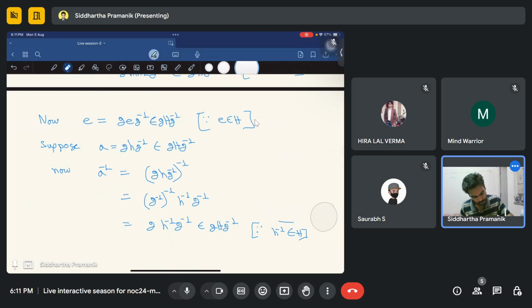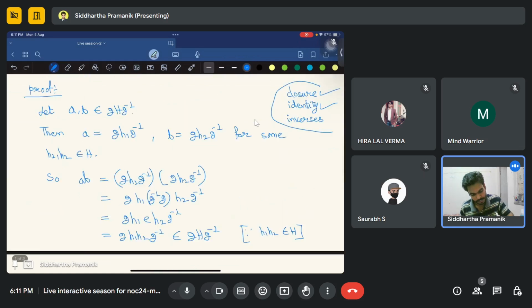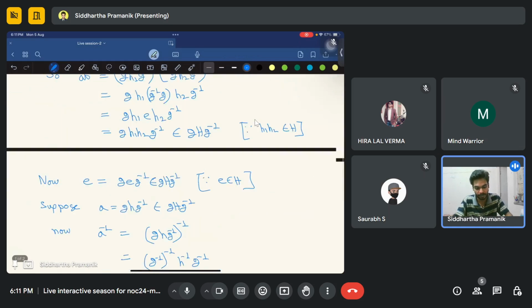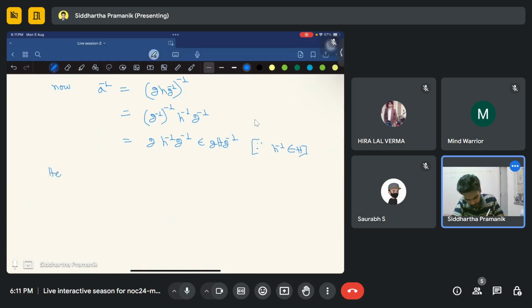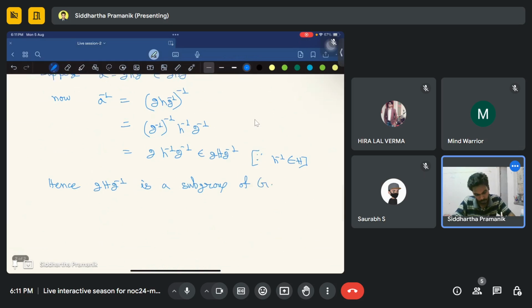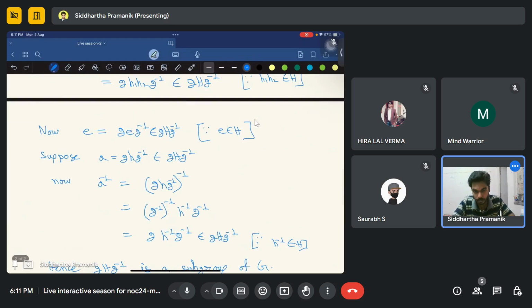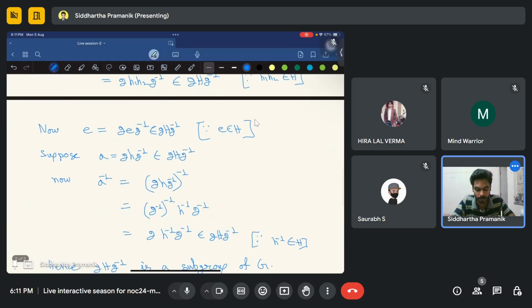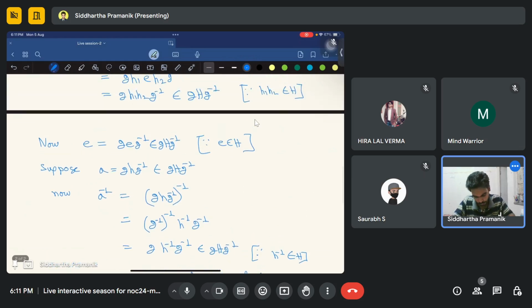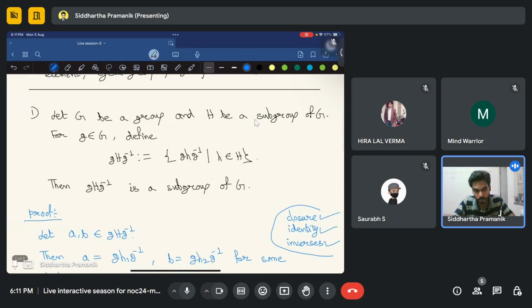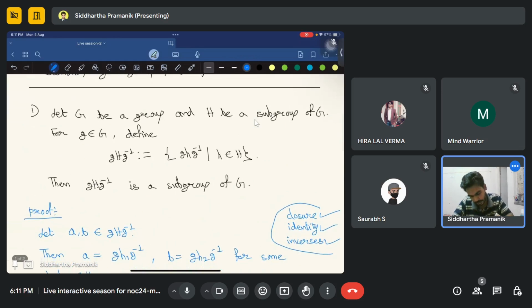So this set satisfies all three properties of a subgroup, right? So hence gHg inverse is a subgroup of G. Okay, I hope the proof is fine. Otherwise, you can unmute yourself and ask your doubt. Okay, now a couple of remarks about this subgroup gHg inverse.